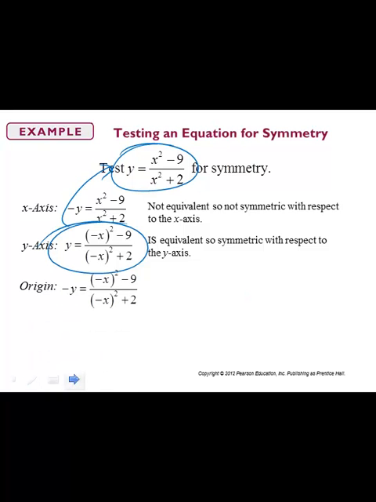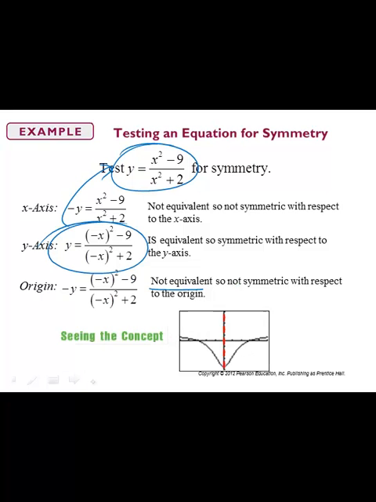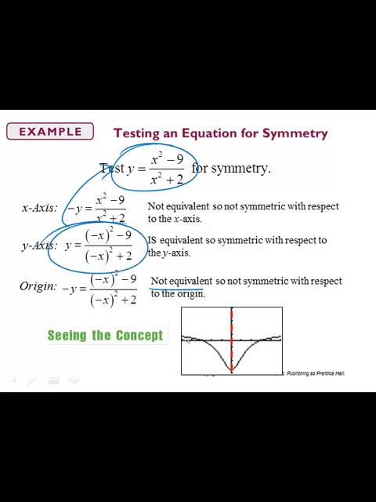And finally, let's test for symmetry with respect to the origin. Replace x by negative x, replace y by negative y, and simplify. And do you get the same equation? And the answer is no. So that means that the graph of this equation is not symmetric with respect to the origin. All right, moving along here. And indeed, we have a snapshot.